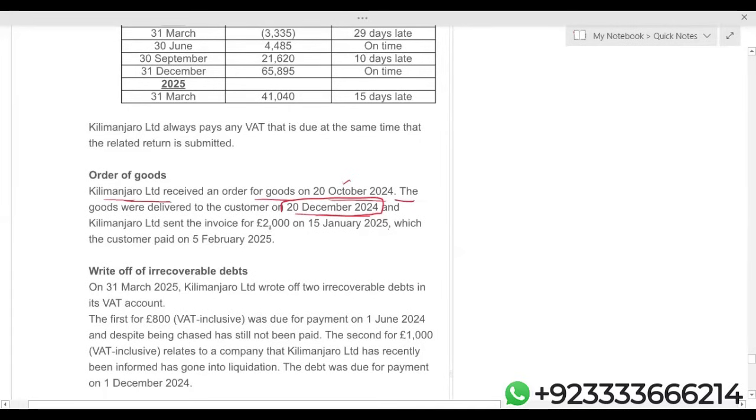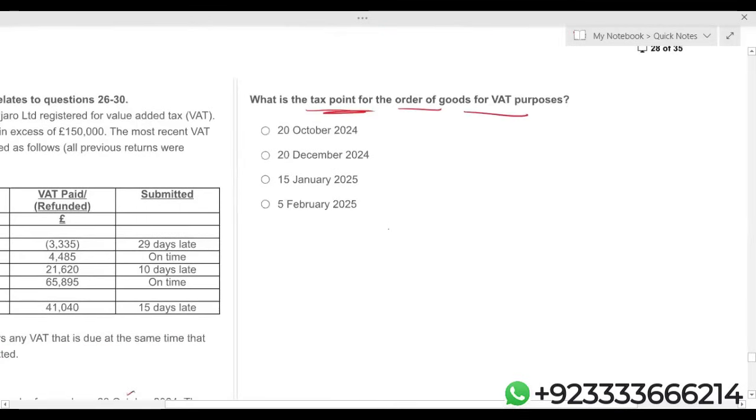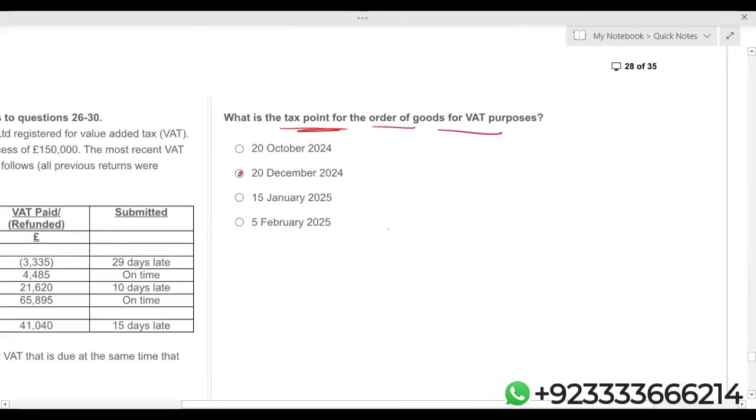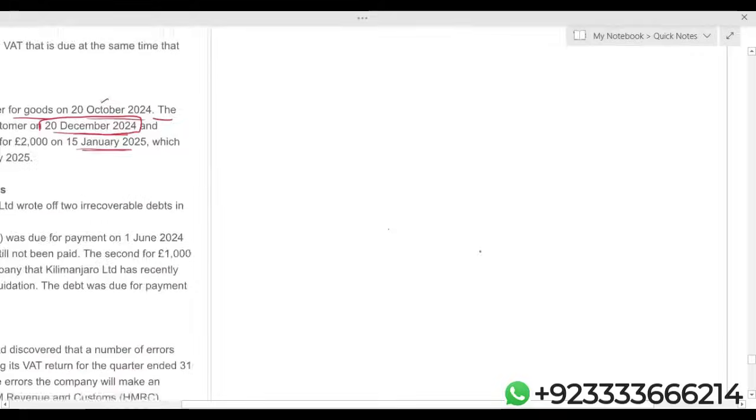Kilimanjaro Limited sent the invoice. Yes, you are issuing the invoice after 14 days. So logically, the basic tax point, which is 20th December, is your tax point. Okay.